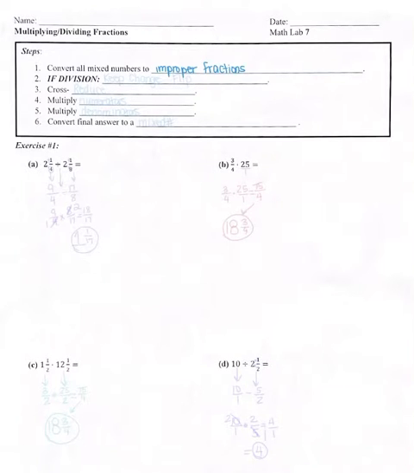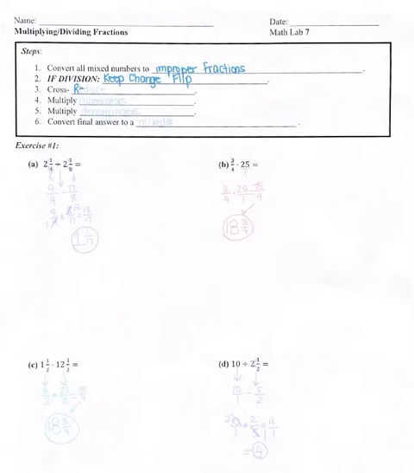If we have division, the rule is to keep, change, flip. So what that means is we keep that first number the same, change the division to multiplication, and we flip, or take the reciprocal of, the second number. Then we follow the rules of multiplication. So now our rules are the same because we have multiplying fractions.